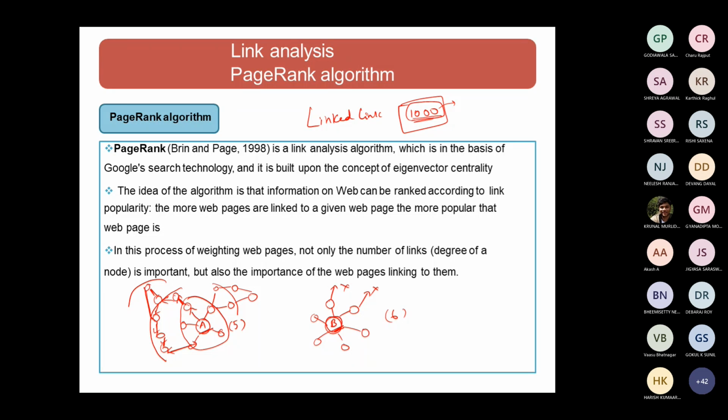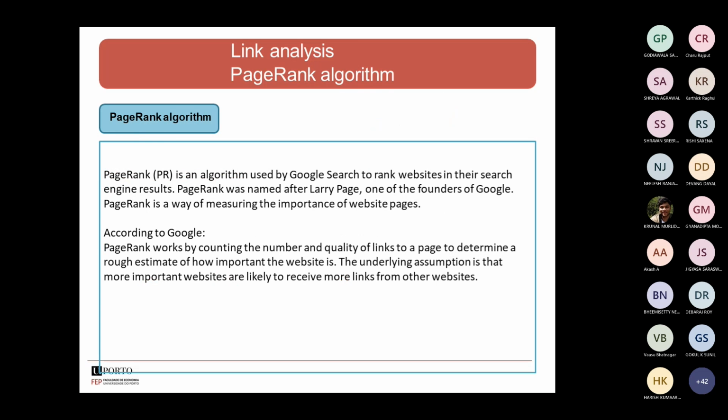Okay, so the page ranking algorithm is a form of link analysis algorithm. This same page ranking algorithm is the concept behind the Google search engine. Google search engine is making use of this page ranking algorithm. So we'll see how the page ranking algorithm works. This was put forward by Larry Page, who is the founder of Google.